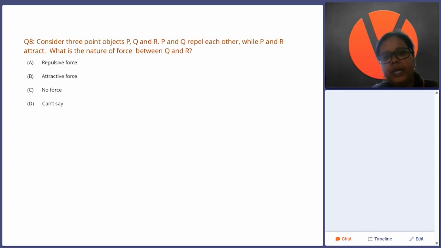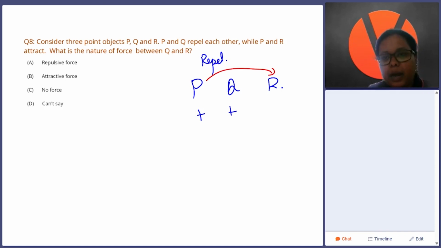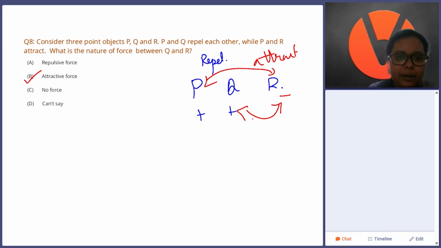Consider 3 point objects P, Q, R. So P and Q repel each other. So if it is repelling each other, it should be similar charge only. I'm considering, for example, both are positive. And while P and R attract, so if P and R attract, it should be the negative charge, which means dissimilar charge. So what is the nature of force between Q and R? Obviously, it will also attract.